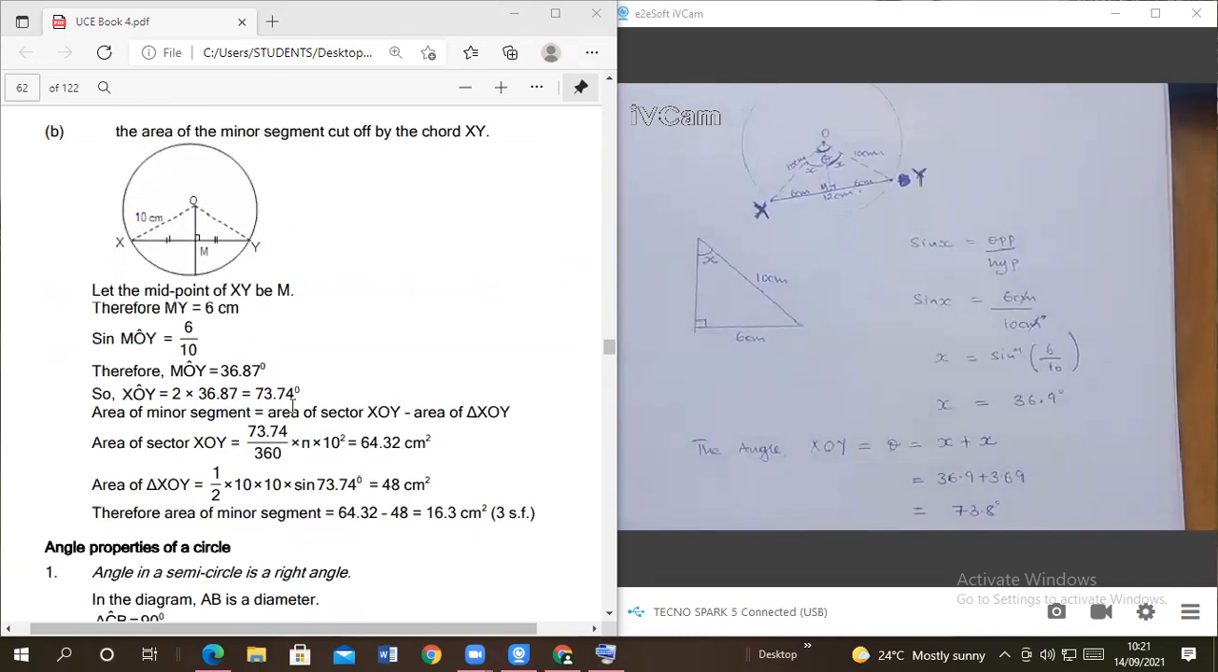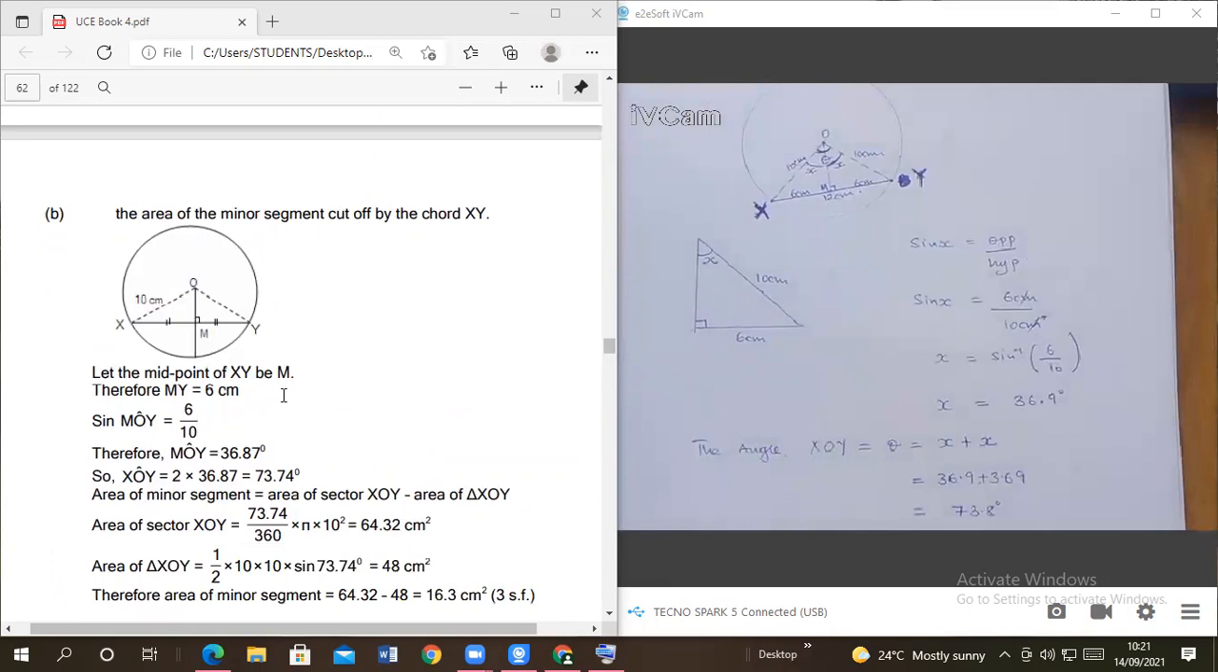73.8 degrees. Okay. So you can see here they have 73.7. So it means that we rounded off here, and it is still the same correct answer. So that is the first part.